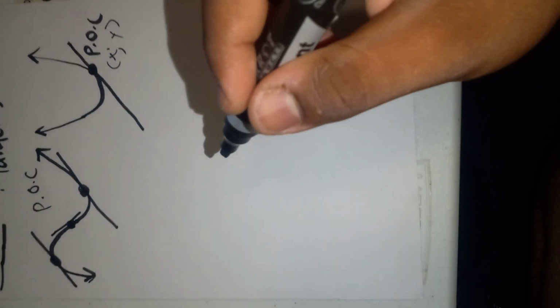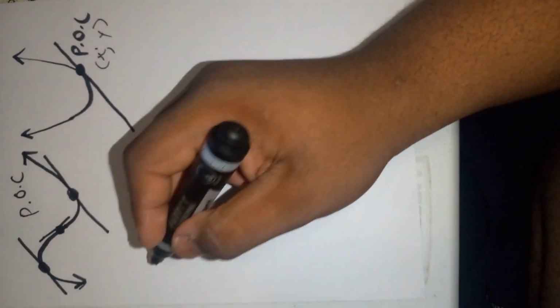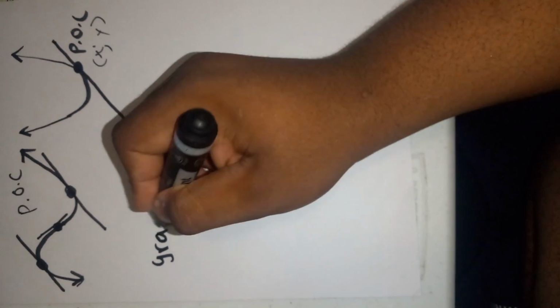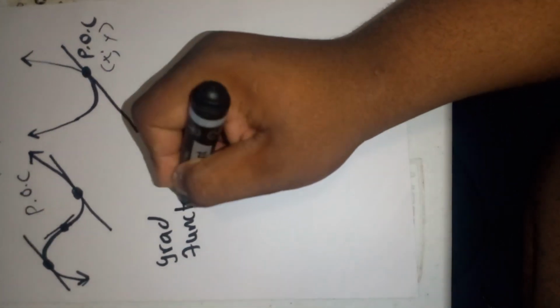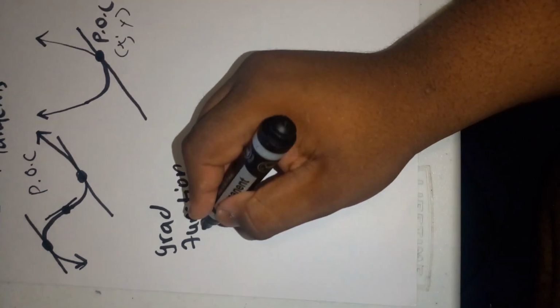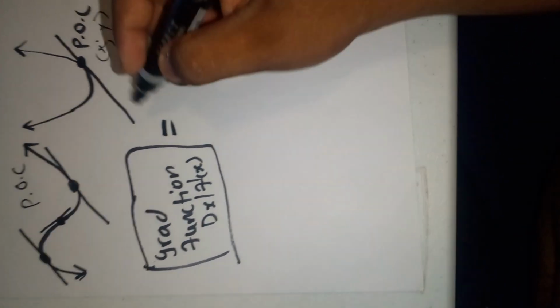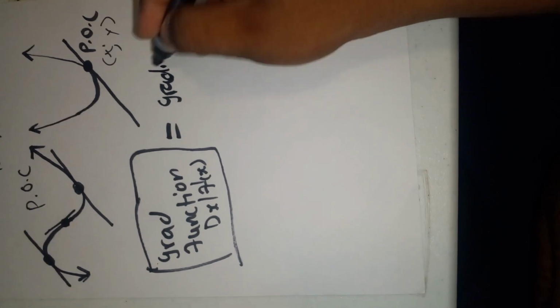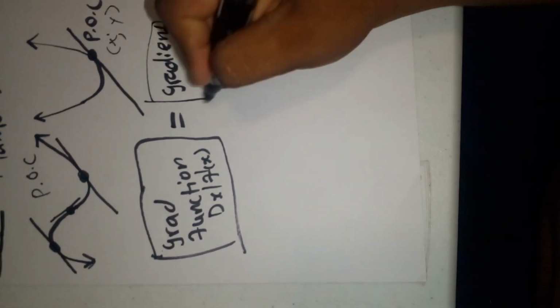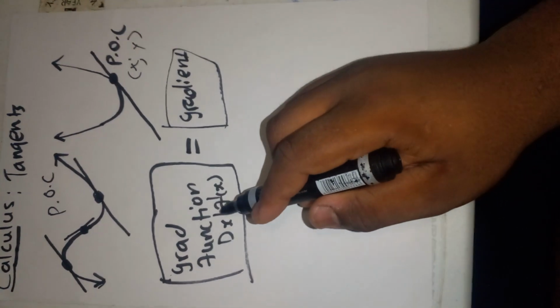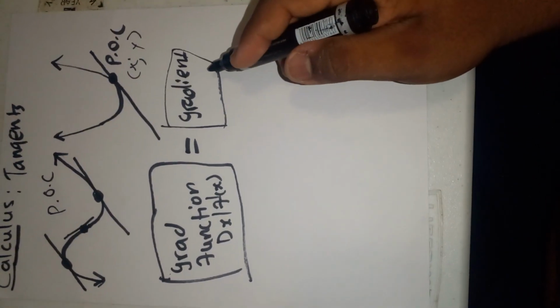So let's start now. There's something that I always use so that you can remember it. This one is the gradient function. What is the gradient function? The gradient function is the same as our derivative, dy/dx, or the first derivative. Just make it as a table, inside a box, and this first derivative is equal to the gradient. So the first derivative is equal to the gradient.